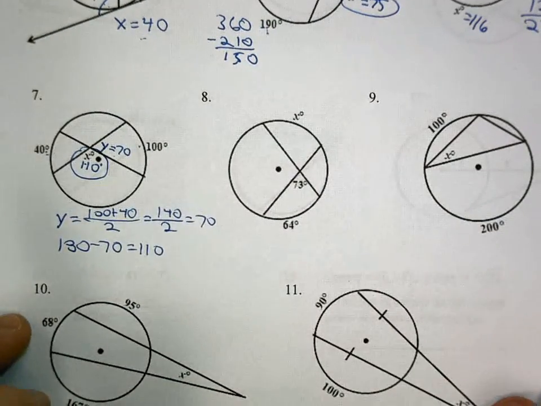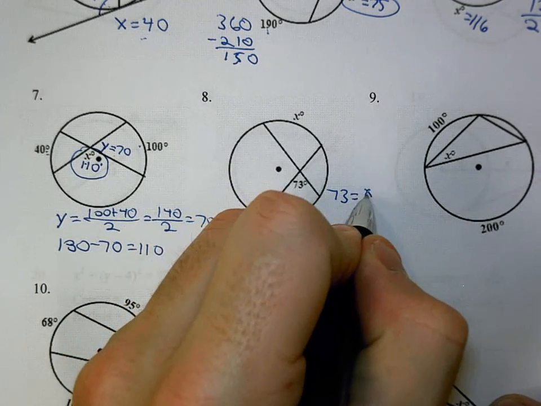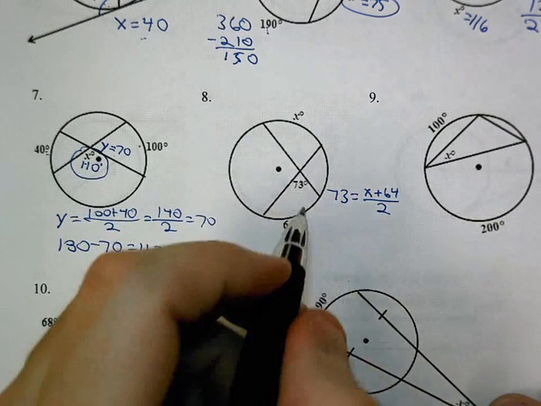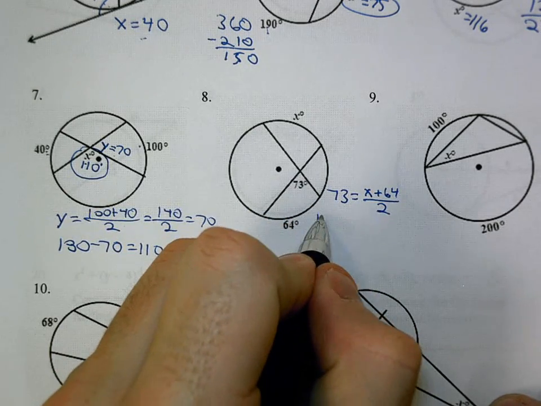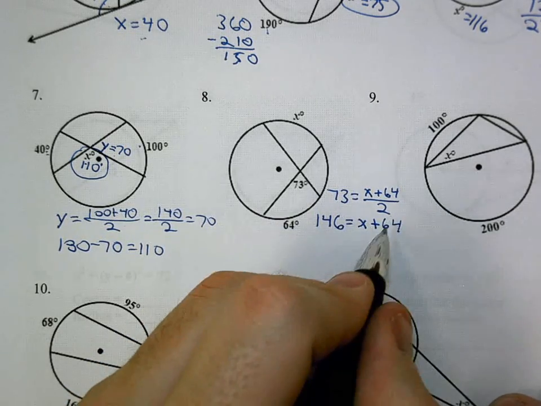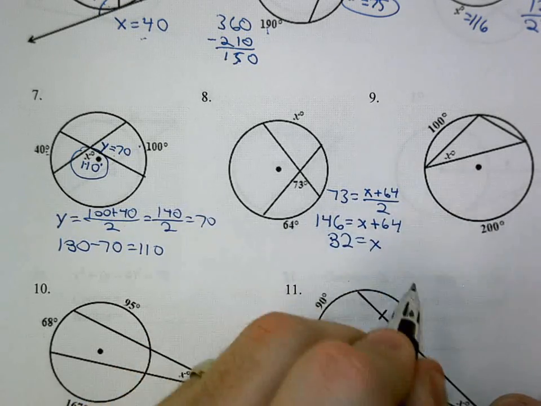Number 8 is going to follow the same process. This time the angle, 73, is equal to x plus 64 divided by 2. I'm going to multiply over by 2, and I get 146 equals x plus 64. I then subtract 64, and I get 82 equals x.